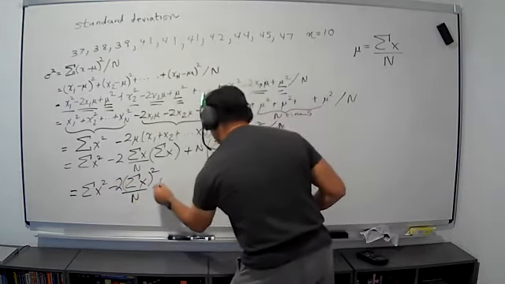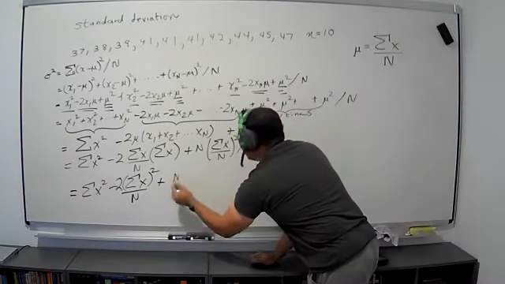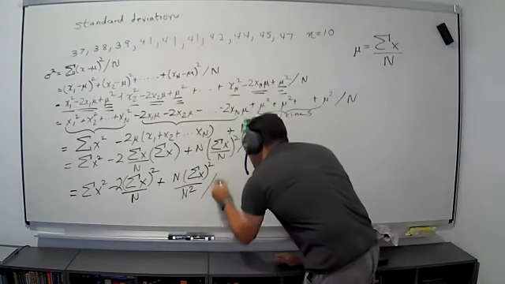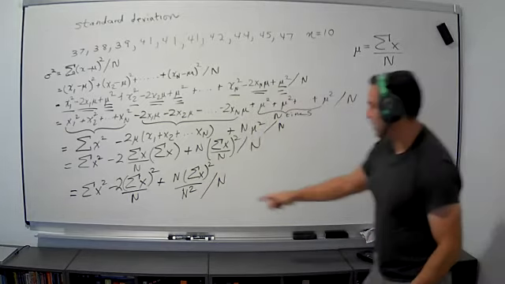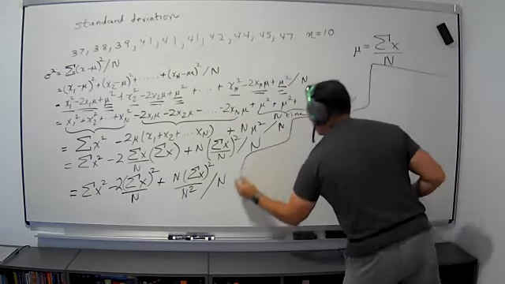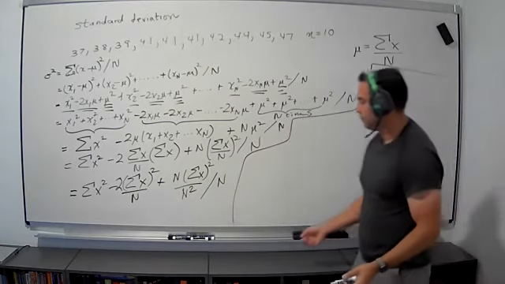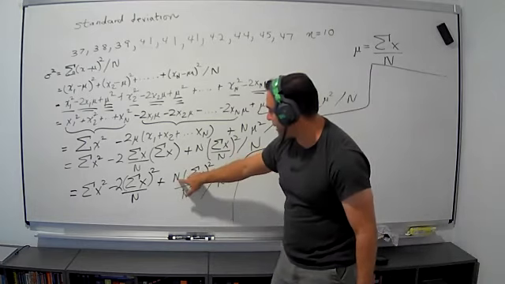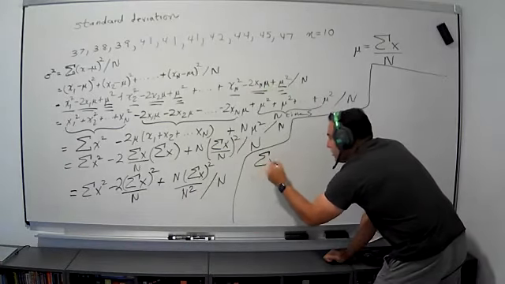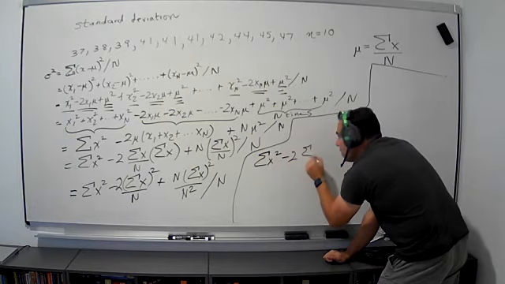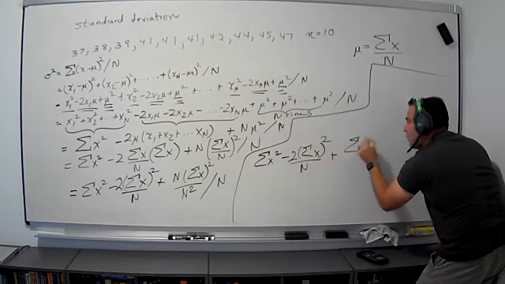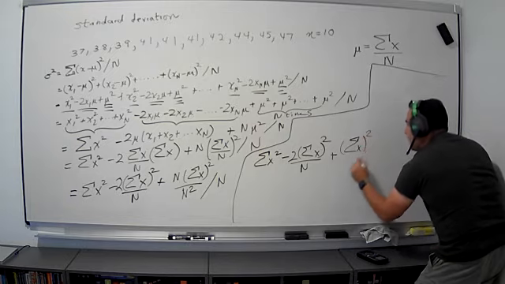And then you have here, this is going to be n times sum of x squared all over n squared divided by n. All that divided by n. Well, if you notice this here, I'll erase it from here. Notice this n will be canceled out by this, so we can just write it like this. I'll write it over here. Sum of x squared minus 2 sum of x squared divided by n plus sum of x squared divided by n all over n.